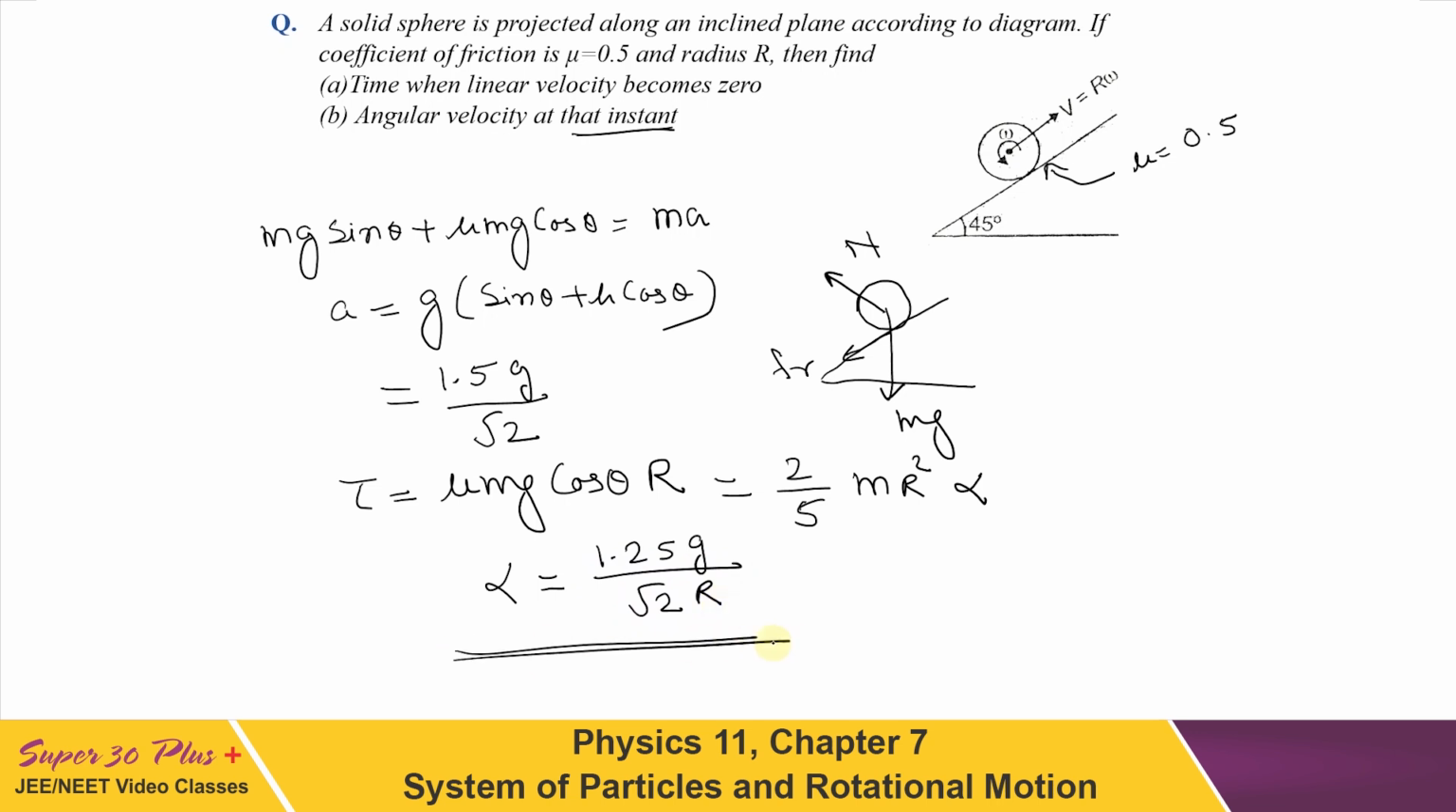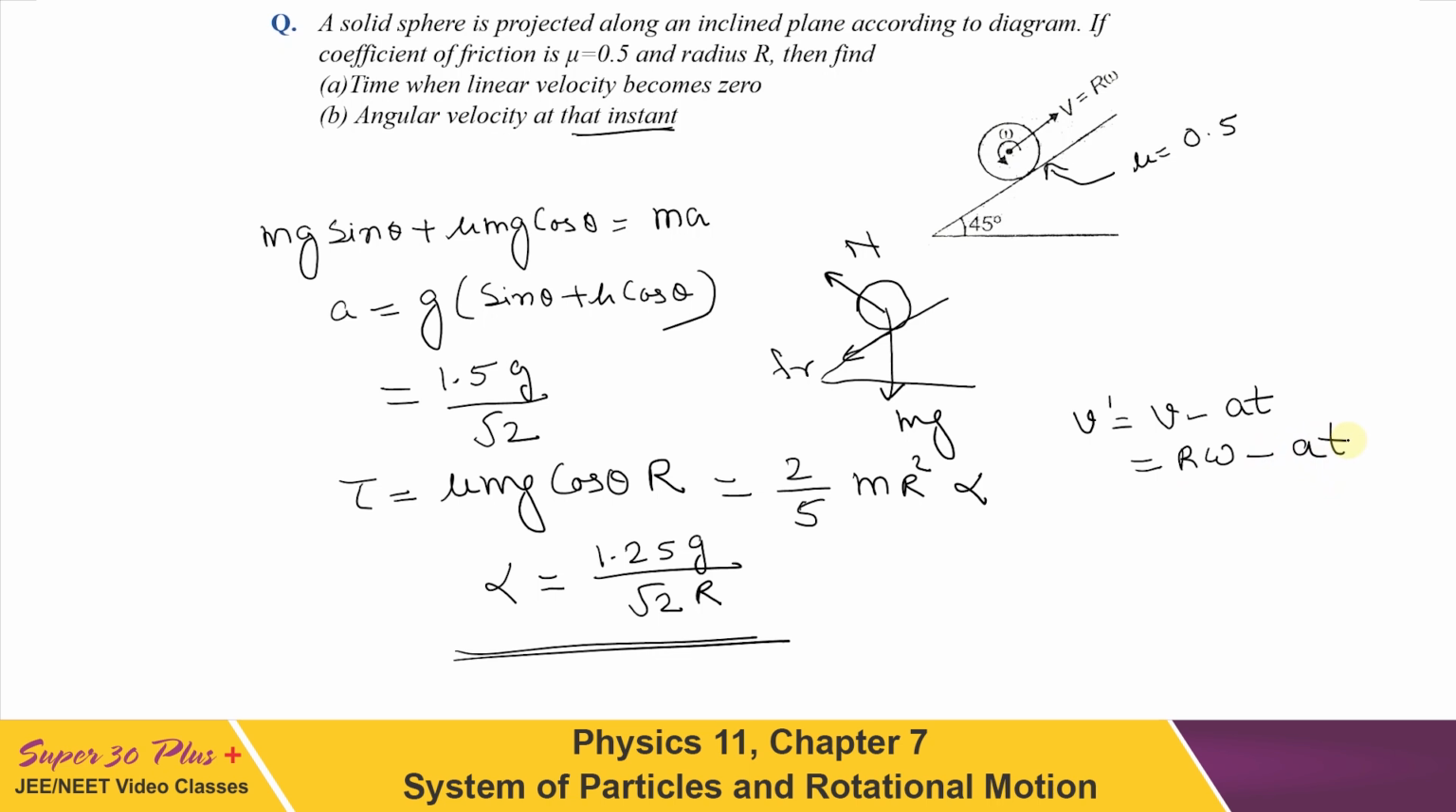Now one more thing we have to write, because this is not pure rolling, so here we cannot write a equal to αr. Then for translatory motion we can write v' equal to v minus at, because as it is moving in the upward direction and net acceleration is in the downward direction, it is a kind of retardation here. The final velocity equals initial velocity minus at, and the initial velocity, as shown here, is rω. So this is rω minus at.